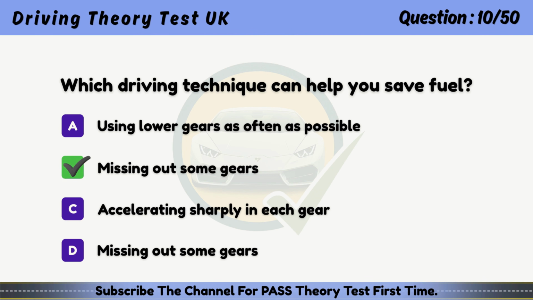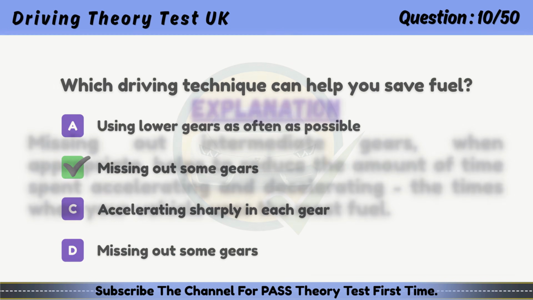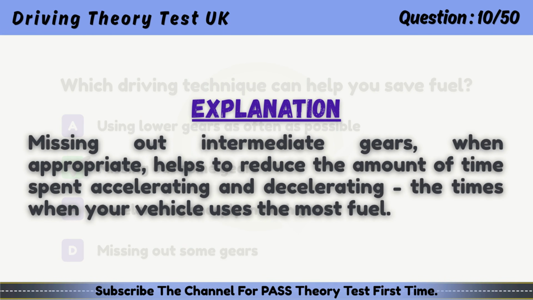Answer is B. Missing out some gears. Missing out intermediate gears, when appropriate, helps to reduce the amount of time spent accelerating and decelerating, the times when your vehicle uses the most fuel.